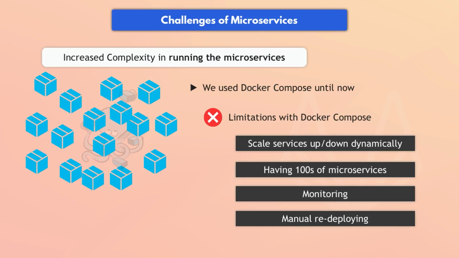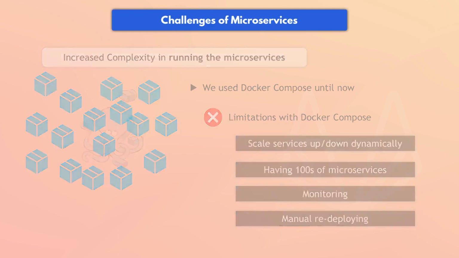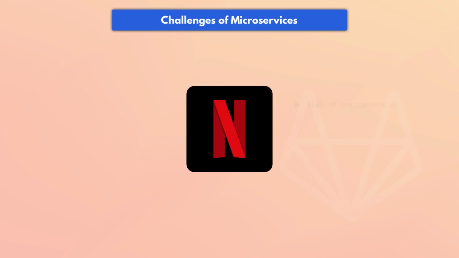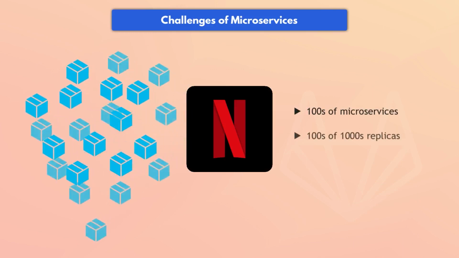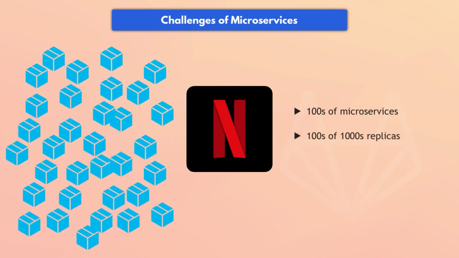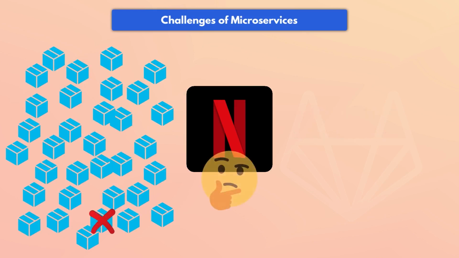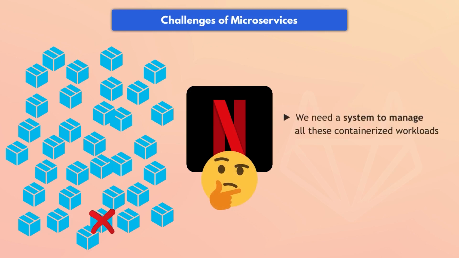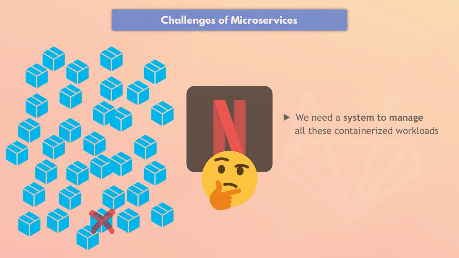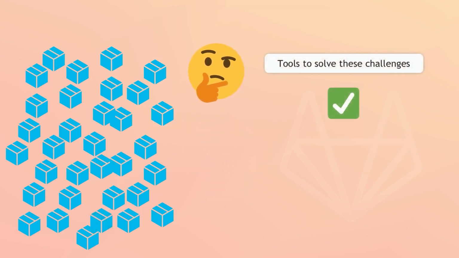To give you an example of the extent and size of some microservice applications, Netflix, for example, has hundreds of microservices and hundreds of thousands of instances for these services. So if any of those instances is down, how would they know? They would need to have some kind of a system to monitor all of these microservices and the instances running in a deployment environment. Amazon, Google, they have even more microservices. So how to manage running such complex microservices applications? Well, here as well, there are tools to solve these challenges.